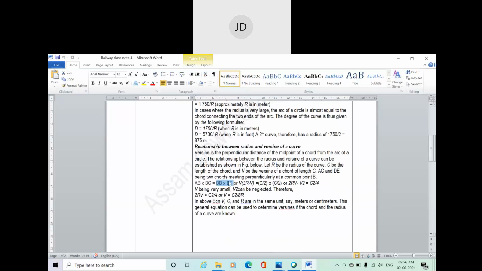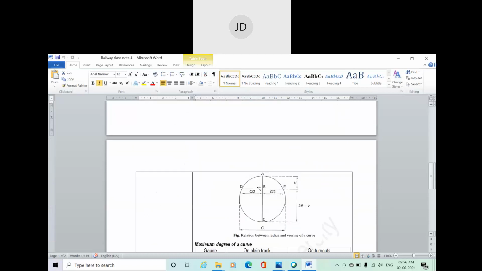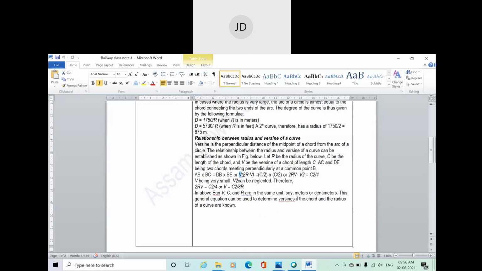Now just put the values in place: AB, you write V. AB is the versine. BC is twice R minus V. Here, twice R minus V equals DB times BE, which have the same value, C by 2 and C by 2. So we can write finally: twice RV minus V square equals C square divided by 4.